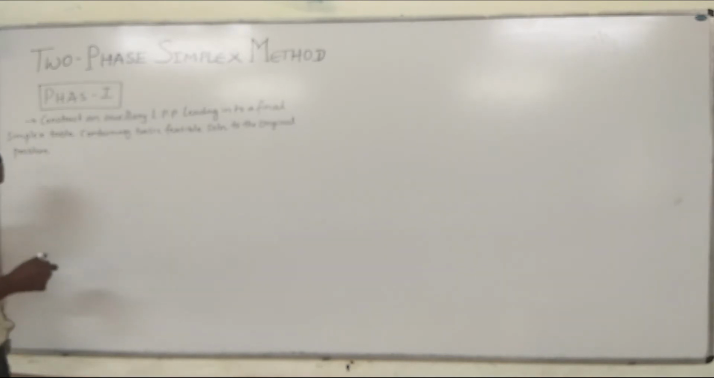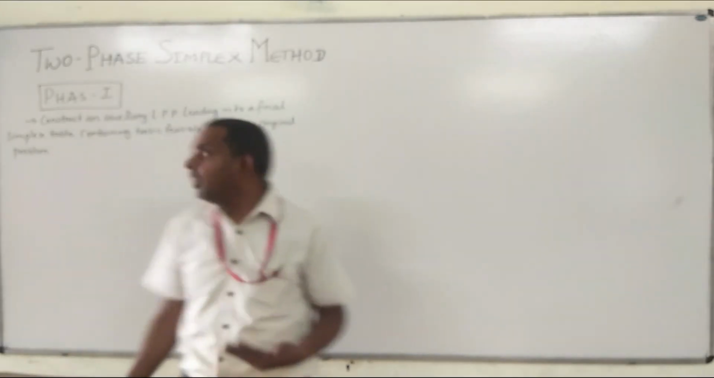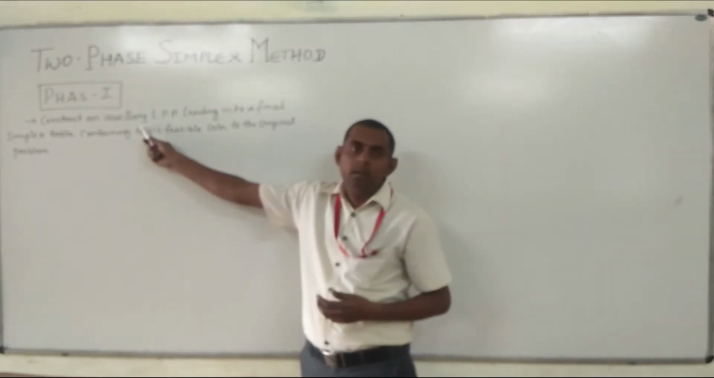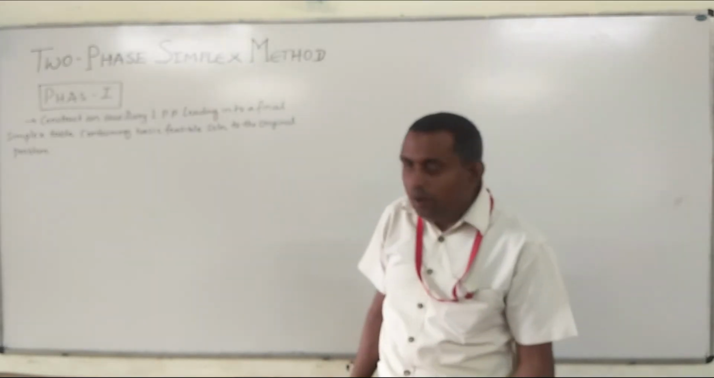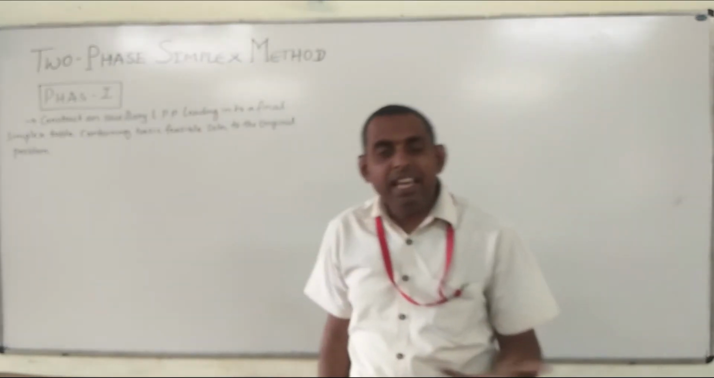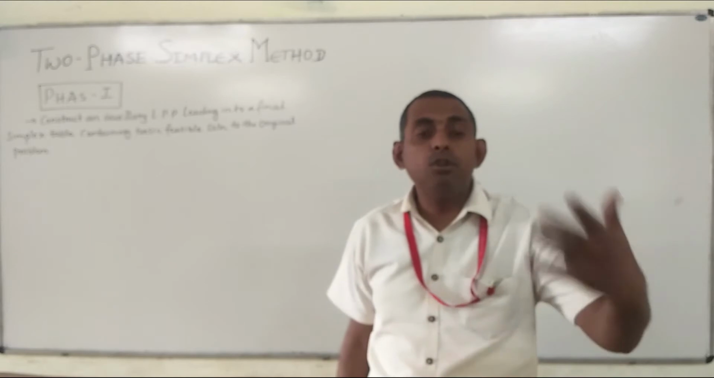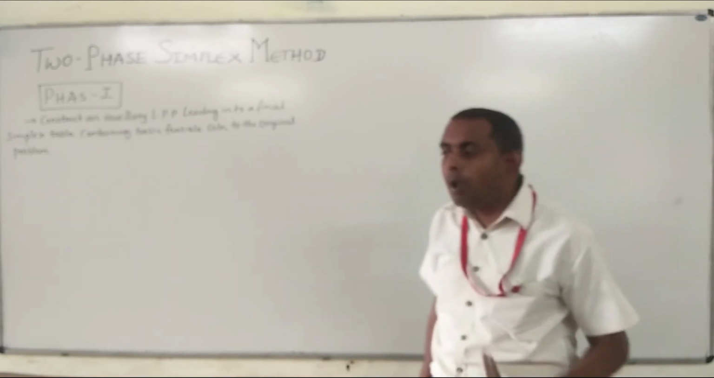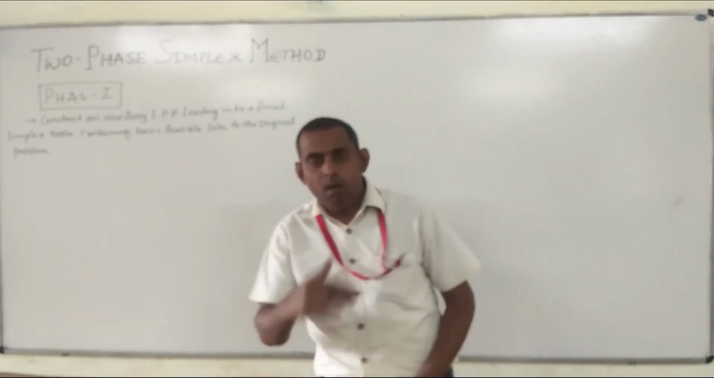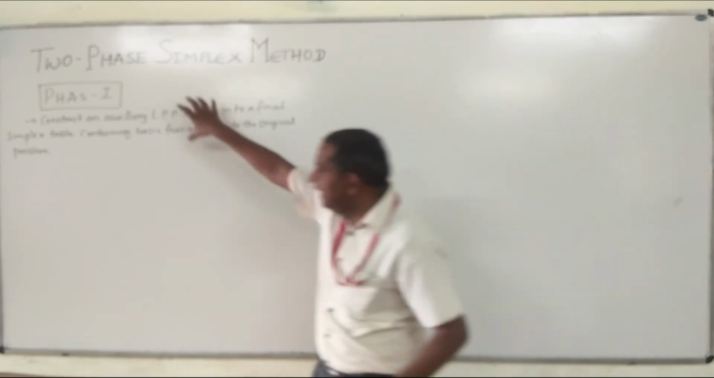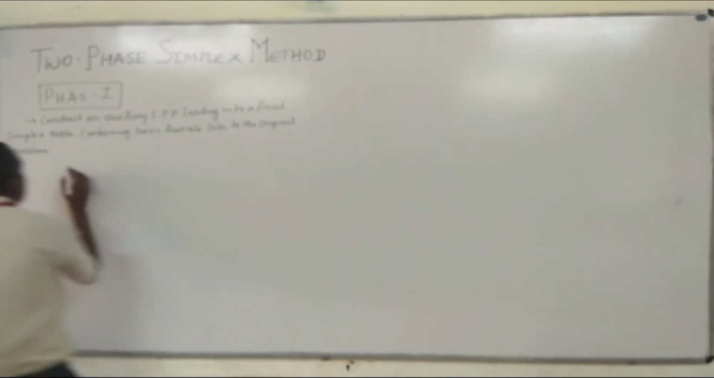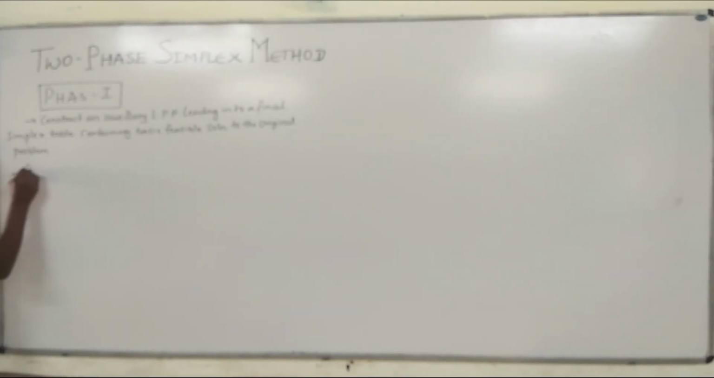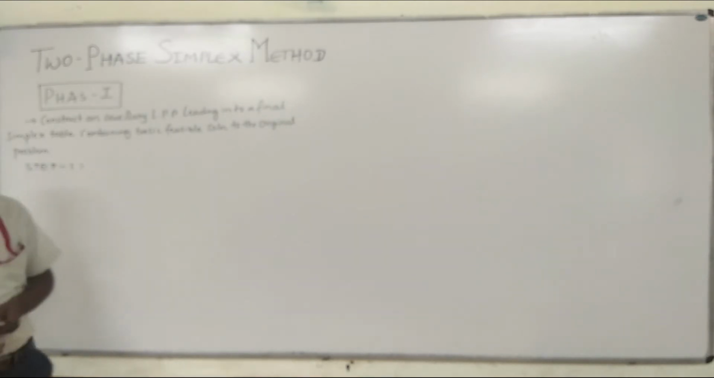So what do we do in phase 1? First of all, we construct an auxiliary LPP which leads into a final simplex table. That simplex table contains a basic feasible solution to the original problem. Fine. How this is done will be explained by steps. Step 1.